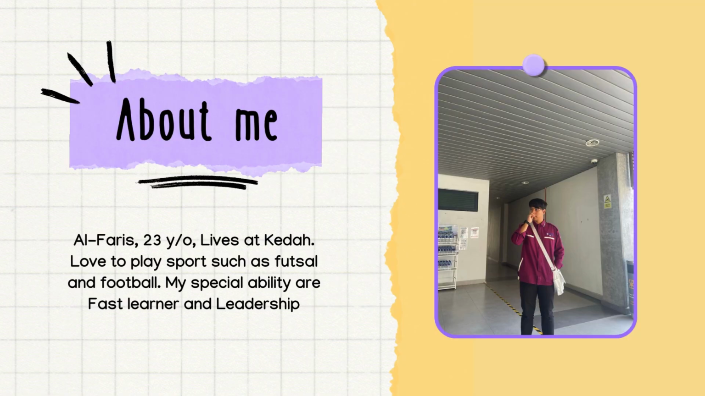This slide is about me. My name is Muhammad Alfaris. I am 23 years old. I live in Kedah. I love to play sports, such as futsal and football. My special abilities are fast learner and leadership. And I like to learn something new to get more experience.